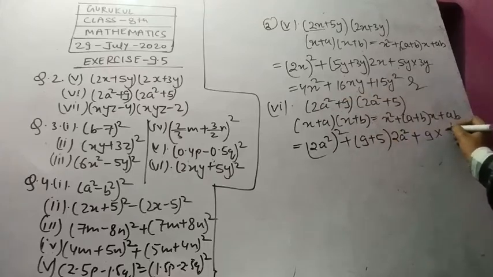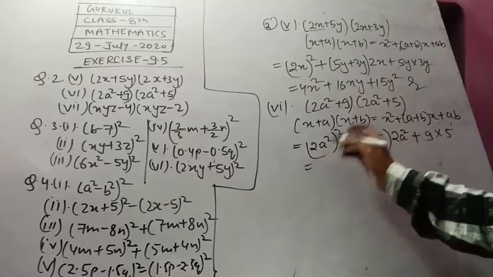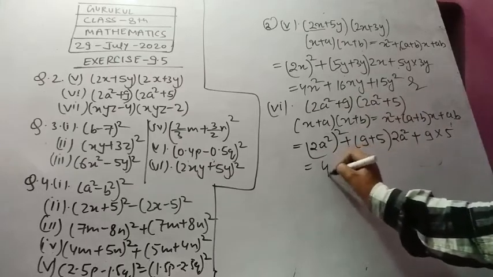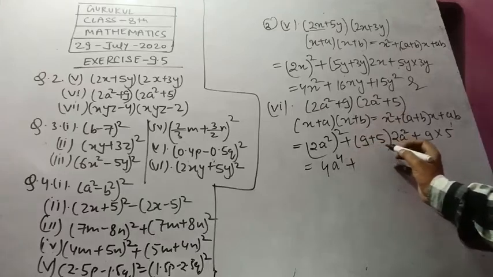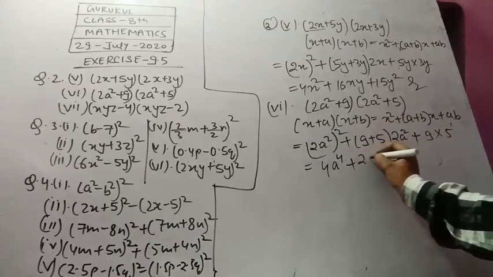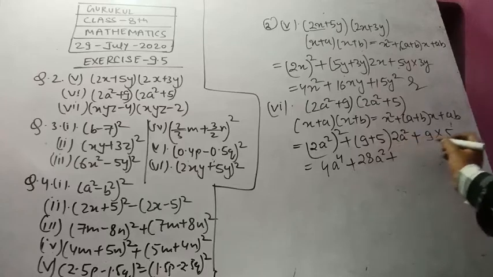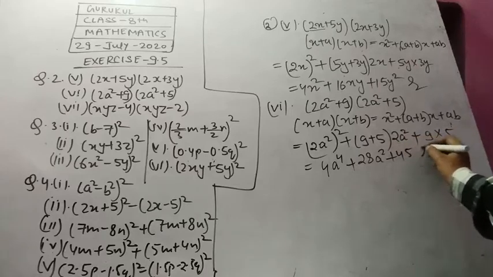So 9 into 5. This will be (2a²)², 2 twos are 4, and (a²)² will be a⁴. Plus 9 plus 5, 14. 14 twos are 28a². Plus 9 fives are 45. So this is going to be the answer.